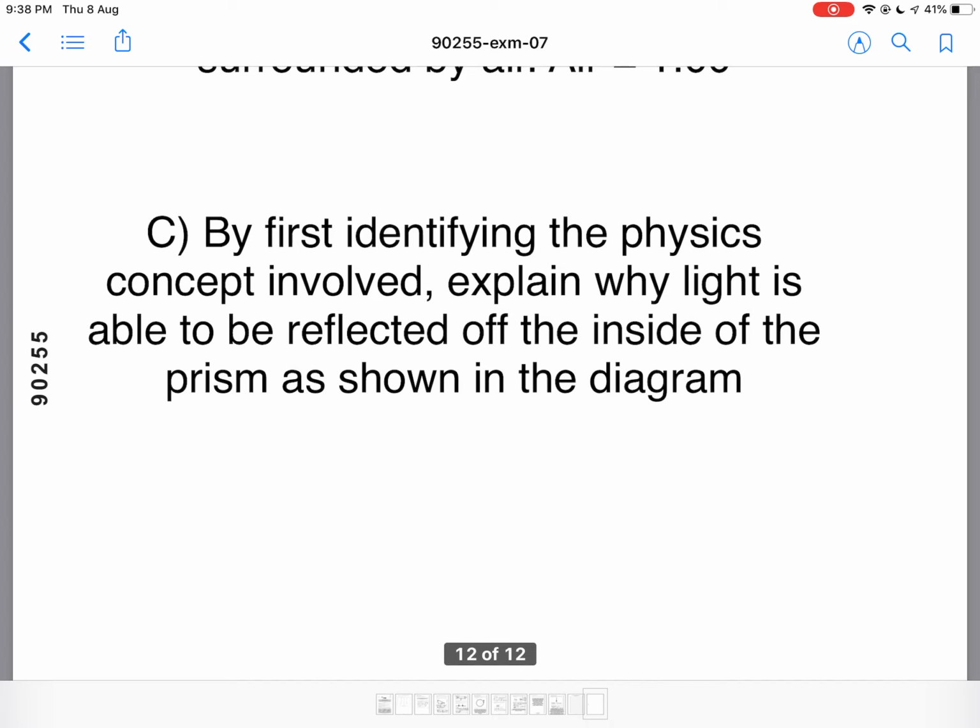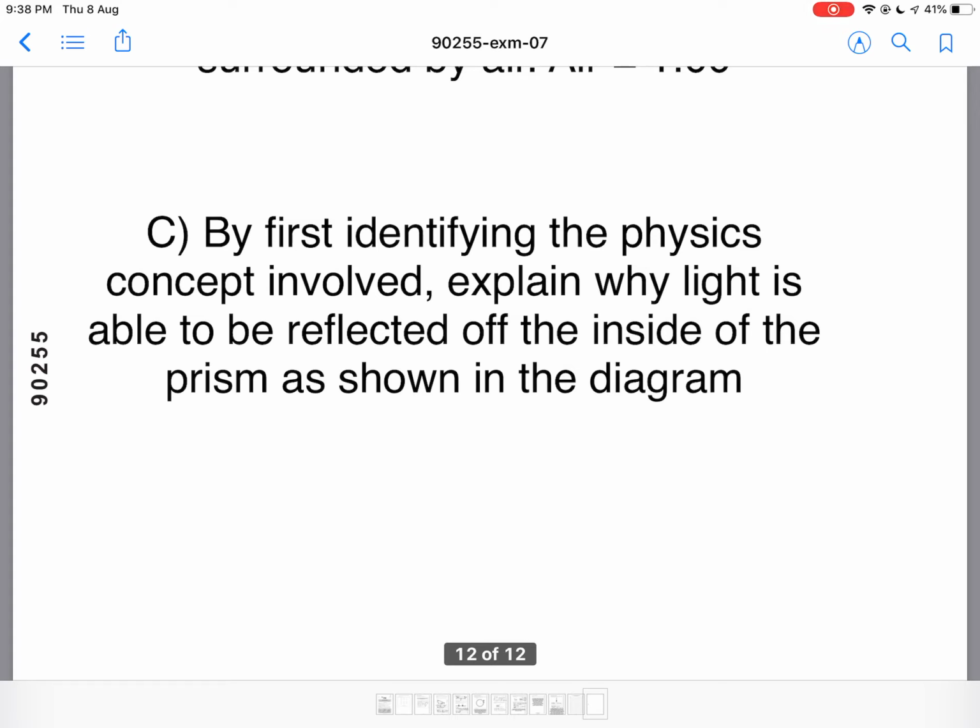I'll go through them one more time. It's very crucial that you remember this. Not every year, but there's about an 80 or 90% chance this question will be in the exam. So it's very important that you keep in mind what the physics concept is.